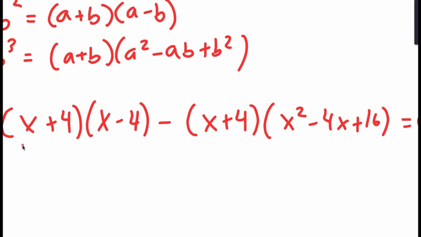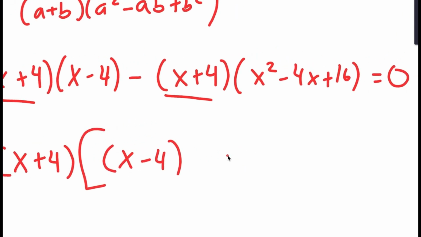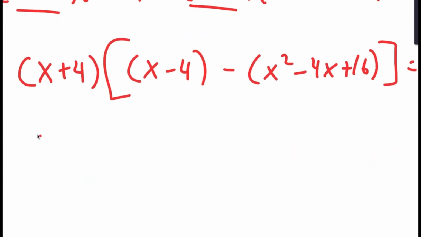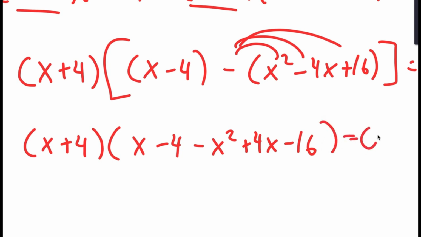Now, because both of these terms have x plus 4 in them, I can factor out x plus 4. So I get x plus 4 times (x minus 4 minus (x squared minus 4x plus 16)) is equal to 0. Now from here, this is equal to x plus 4 times (x minus 4 minus x squared plus 4x minus 16). I just distribute the negative sign, is equal to 0.